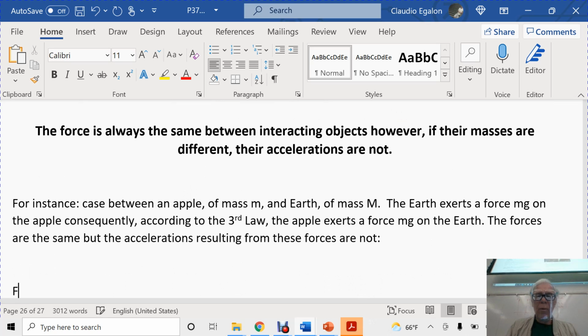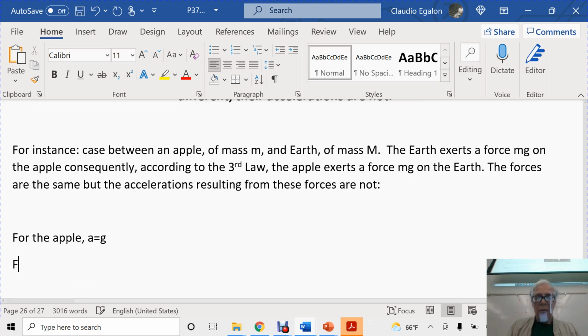For the apple, a is going to be equal to g. For the Earth, the acceleration is going to be what? It's going to be the force that the apple exerts on the Earth divided by the mass of the Earth. That is mg divided by big M, where big M is much greater than small m.